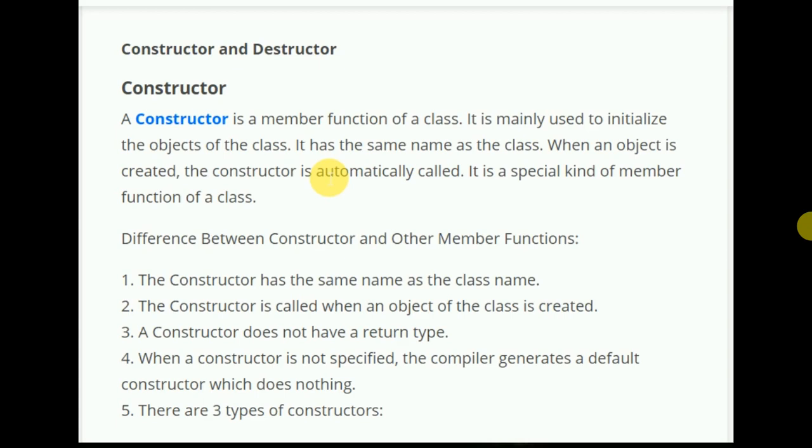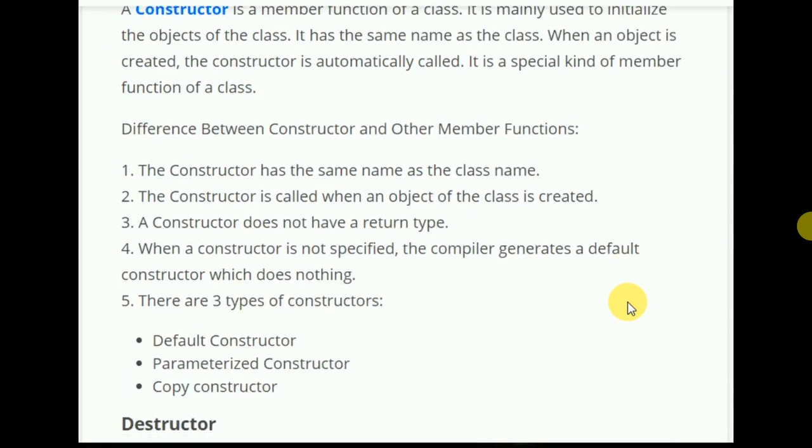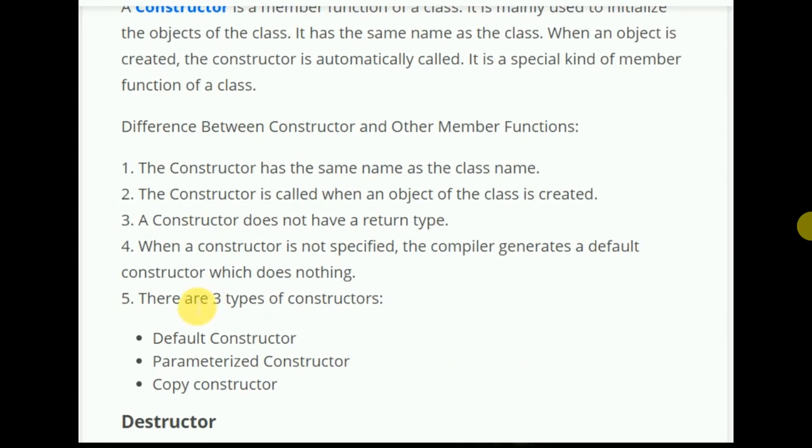Now, the difference between constructor and other member functions. The constructor has the same name as the class name. The constructor is called whenever an object of the class is created, whereas you have to call a function specifically. A constructor does not have a return type. You need to remember this. When a constructor is not specified, the compiler generates a default constructor, which does nothing.